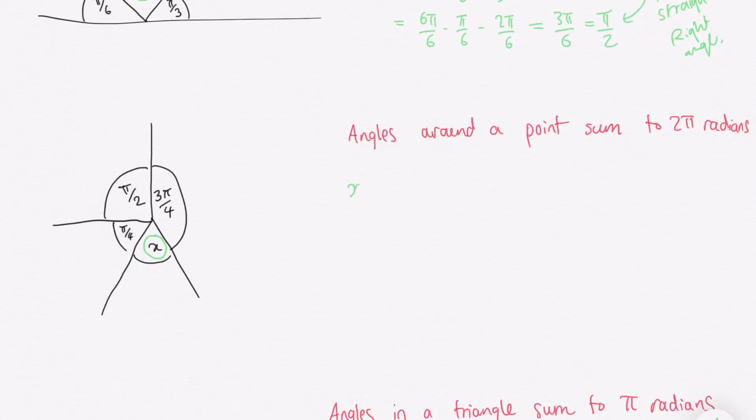So we know that x is equal to 2 pi subtract pi over 2 subtract 3 pi over 4 subtract pi over 4, which is, writing a common denominator of 4, 8 pi over 4 subtract 2 pi over 4 subtract 3 pi over 4 subtract pi over 4, which is 2 pi over 4, which simplifies to pi over 2. So notice again, this is half of a straight line, or half of a half turn. This again is a right angle.